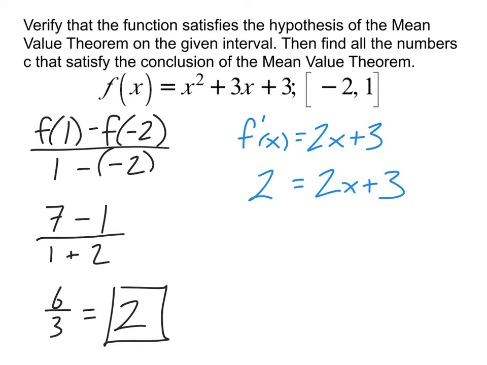So subtract the 3 from both sides. That gives me 2x equals negative 1. Divide both sides by 2. We get x equals negative 1/2. That is the c value that we're looking for. That value of c that satisfies the conclusion is x equals negative 1/2.